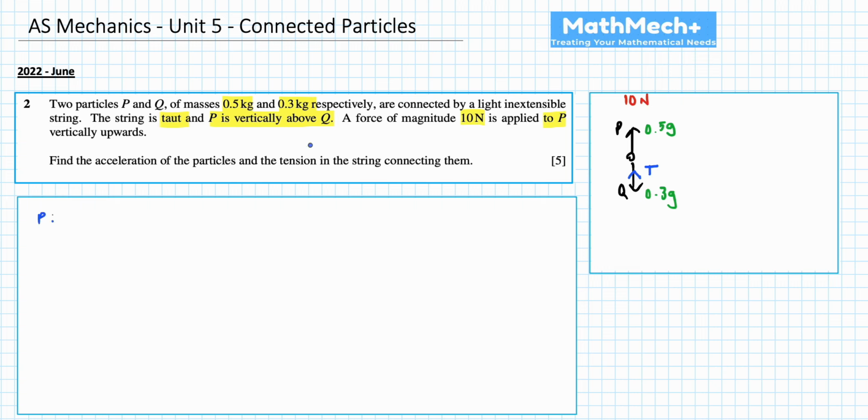So P, the equation for P, so we have 10 and then minus everything else. So 10 minus 0.5 G minus our tension is equal to MA. So force is equal to MA. Q. Be careful here, just think it's T minus 0.3 G. And is equal to MA again, so 0.3A. So there are equations. We can call them 1 and 2 if you want.